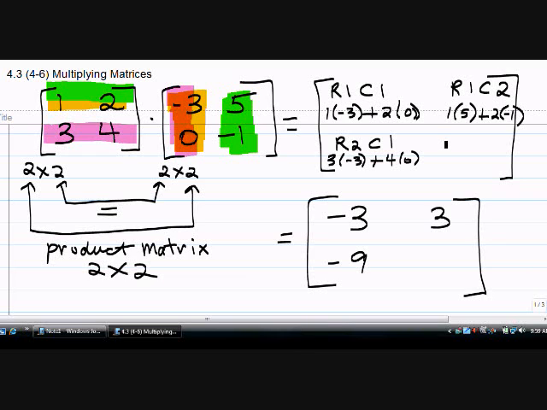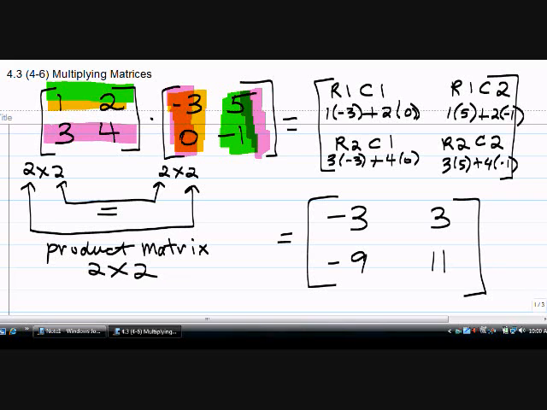And then for my last spot, this is row 2, column 2. So row 2, column 2 is going to be the 3 times the 5 plus the 4 times the -1, which is 15 minus 4, which is 11. Okay? So there's your answer to the product of those two matrices.